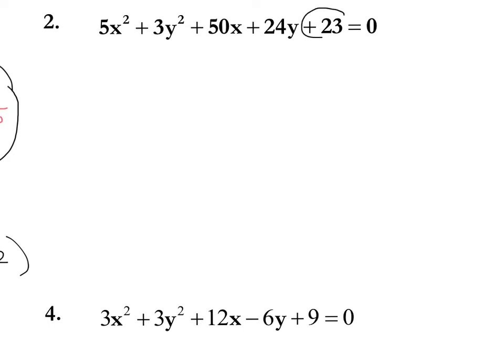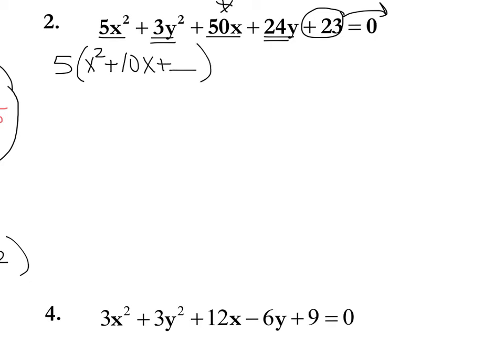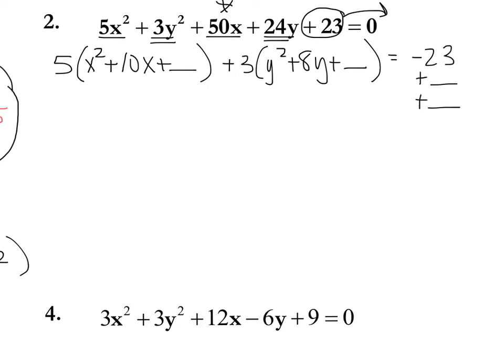What I'm going to do is move over the 23, and I'm going to group my x terms together and my y terms together. I'm also going to factor that out and add a blank all at one time, you guys, so stay with me. I'm going to take out the 5 from the x squared and from the 50x, so that's going to give me 10x plus blank. And from the y's, I'm going to take out the 3. y squared plus 8y plus something. It's going to be negative 23 plus blank plus blank.